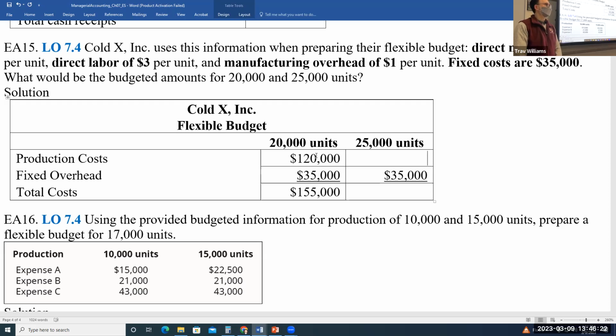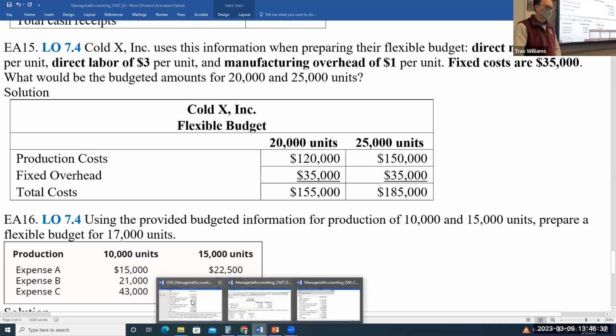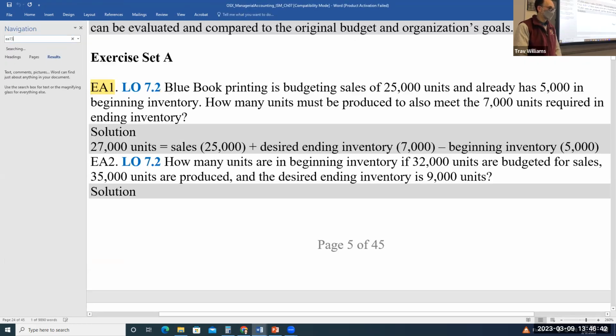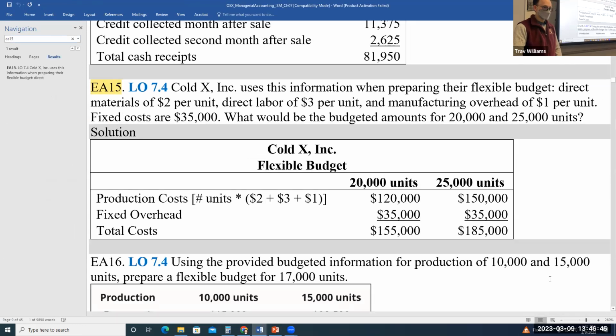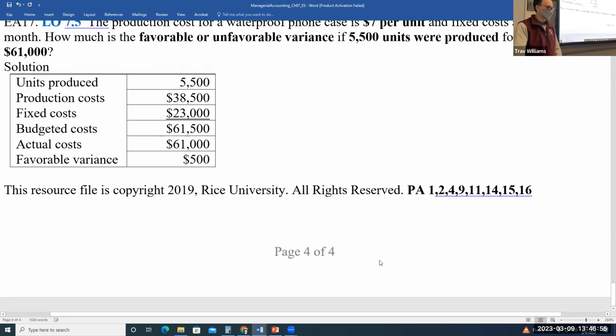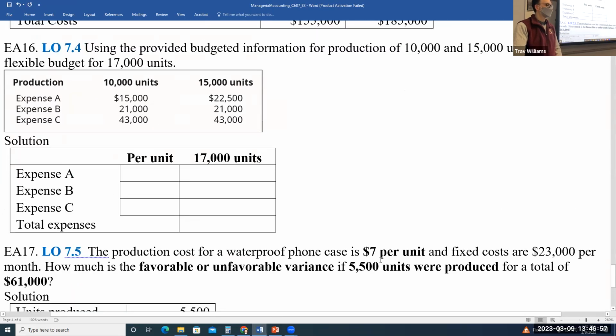If we take our $6 per unit cost times 25,000 units, that's $150,000, right? Yeah. And then we get a total of $185,000. Okay, that seems too easy, but let's check it. Okay, exercise 15. Oh, that's it. $155,000 and $185,000. Okay, so ready for our last, I think it's our last exercise. Yep. You ready?